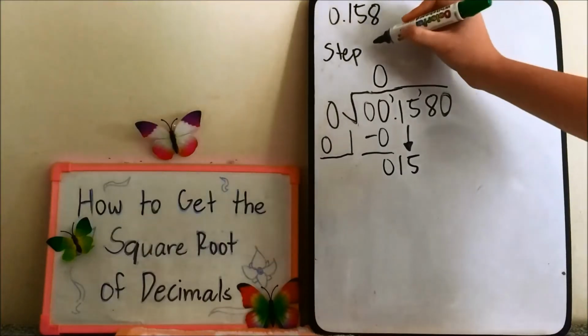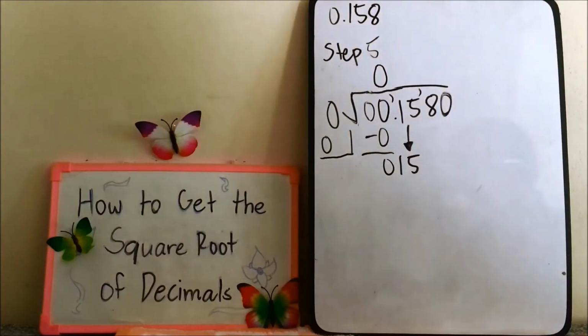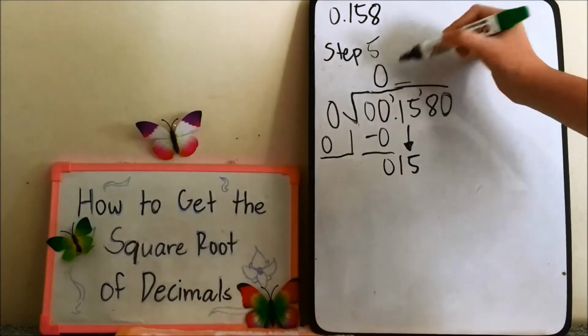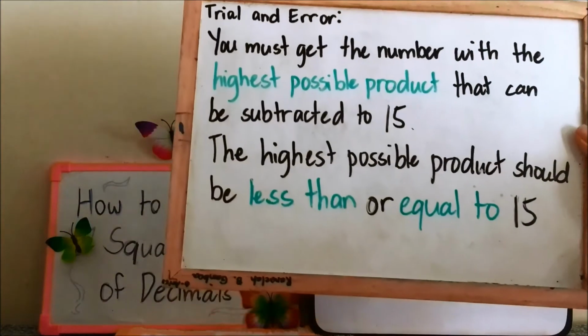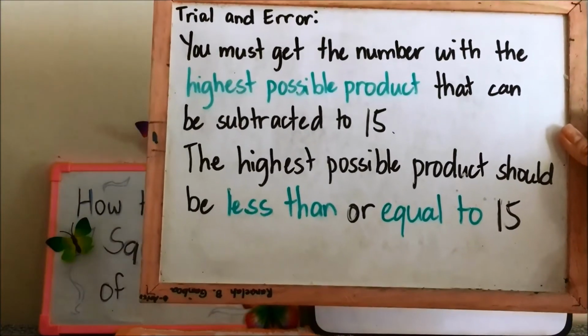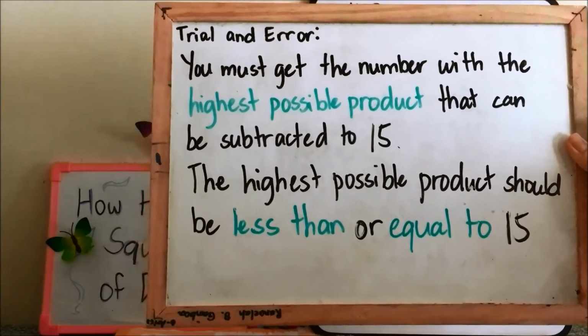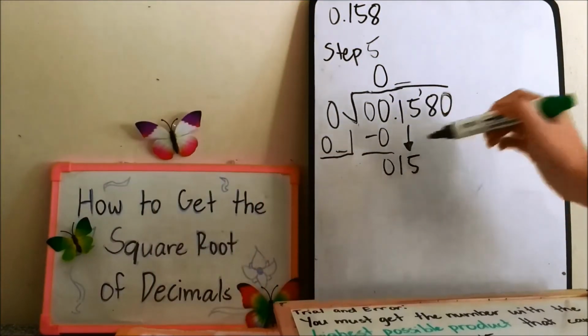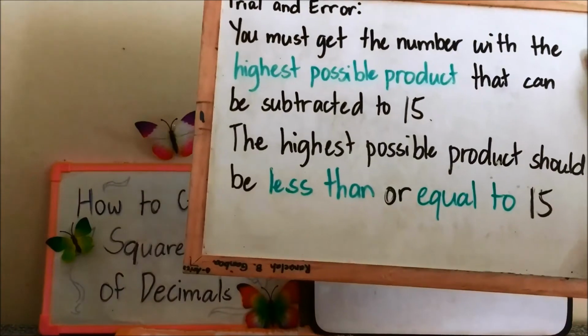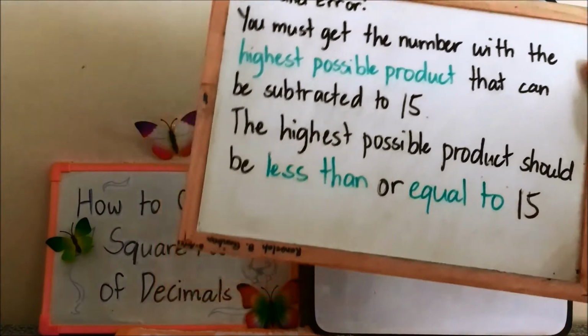Step number 5. This is the trickiest part, so pay close attention. In this step, we will be using trial and error to find the missing numbers. The missing numbers are over here and over here. So the rule for trial and error is you must get the number with the highest possible product that can be subtracted to 15. 15 is over here, our second pair. So the highest possible product should be less than or equal to 15.